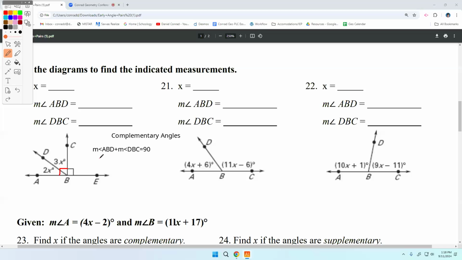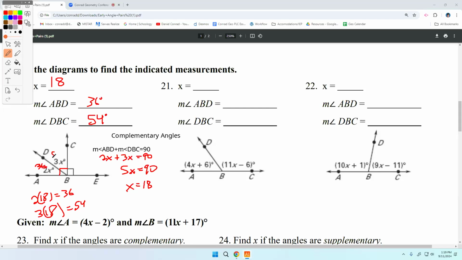I can then substitute in my values. So I have 2x plus 3x equals 90. That's 5x equals 90. That's going to be x equals 18. If I want to find the value of the 2 measures of ABD and DBC, I need to substitute it in. So 2 times 18 is going to give me 36. And then 3 times 18 is going to give me 54. That means the measure of angle ABD is 36 degrees. The measure of angle DBC is 54 degrees. And again, 36 plus 54 adds up to 90. So we know our answer is correct.